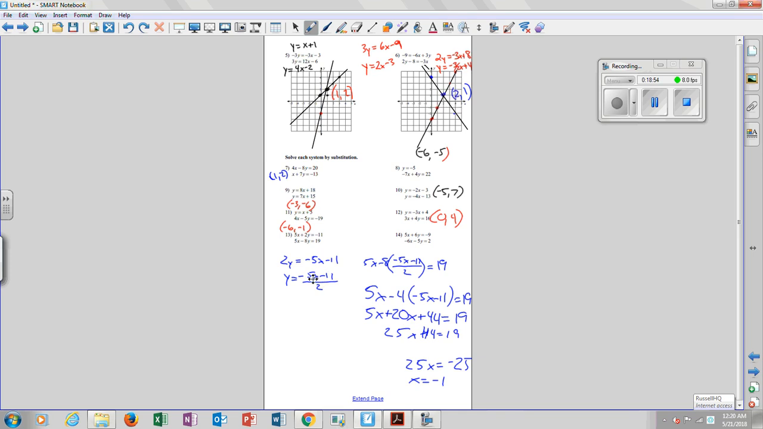Now you take that negative 1, plug it in here. Negative 5 times negative 1, so positive 5 minus 11 is a negative 6. Y equals negative 6 over 2, which is negative 3. Get negative 1, negative 3.